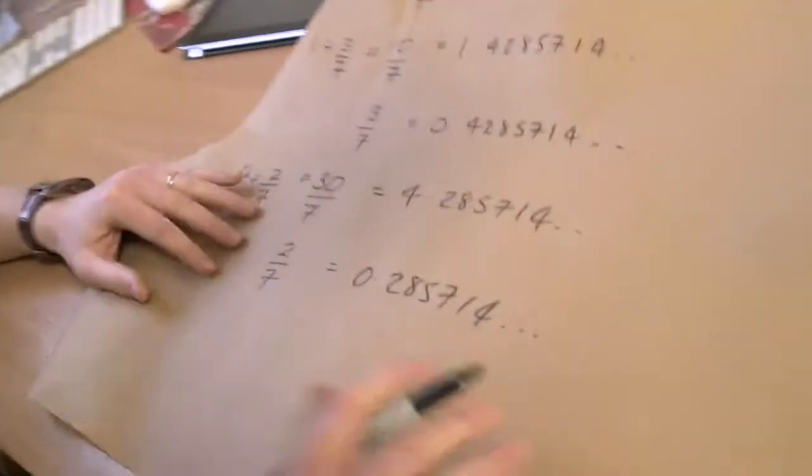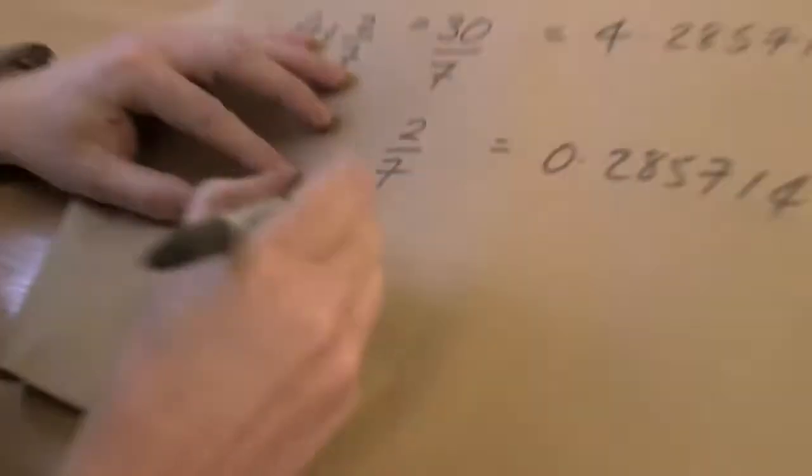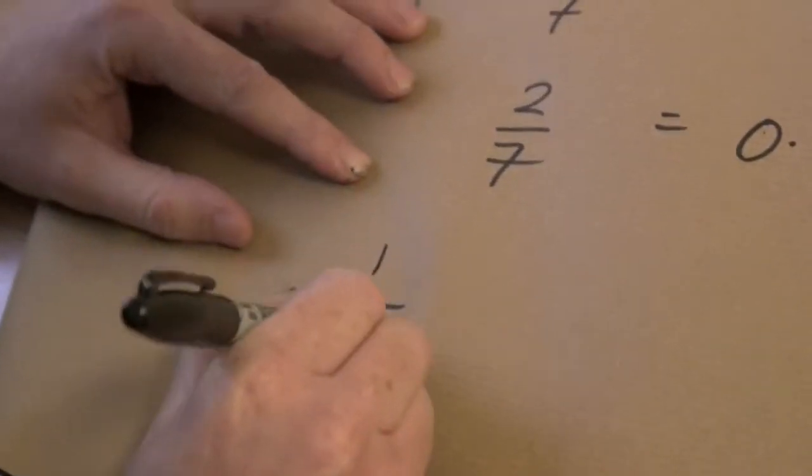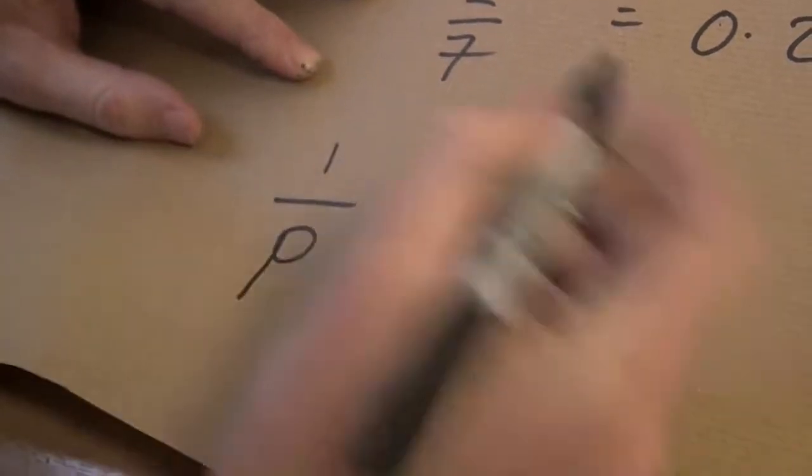And actually, from this structure, you can see what the structure of all these cyclic numbers has to be. So you take a prime number, you take its reciprocal, 1 over a prime.